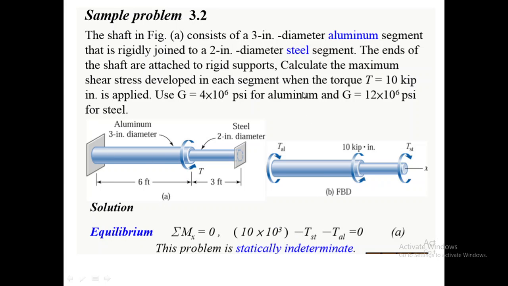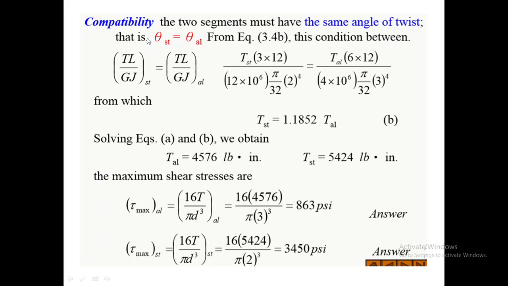Coming to the problem here, we have to find out the maximum stress developed in each portion of the shaft when torque is applied. This portion is made up of a different material from this portion. So obviously the shear stresses developed in these two materials will be different. Only with this equilibrium condition we cannot solve the problem, so it becomes a statically indeterminate problem. Apart from this equilibrium equation, we have to make use of a compatibility equation here.